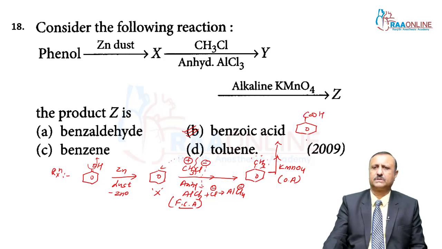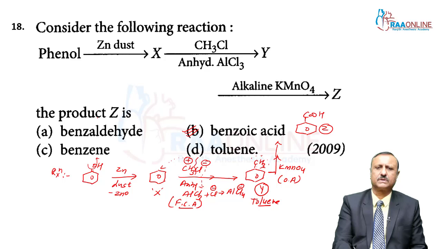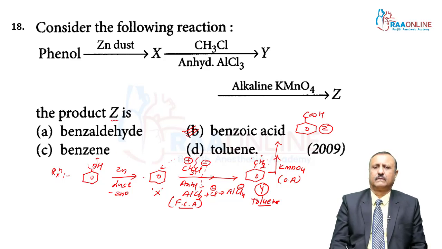You know very well, my dear students, that it is COOH. So this is the Y compound, toluene, and this is the Z compound, where toluene is converted to benzoic acid. In this question, you are asked for the product Z. Here the X product is benzene, the Y product is toluene, and the Z product is benzoic acid. So you can see here, benzoic acid.